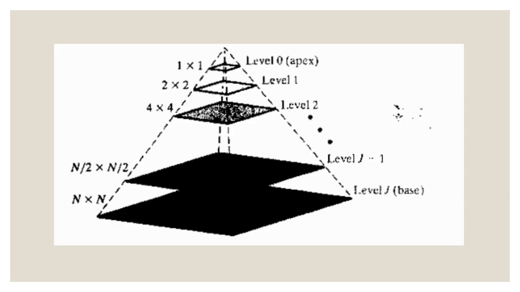So this is a tetrahedron-structure-based image pyramid which has a base level, that is level J, with resolution n x n. On going up one level, J minus 1, we will have the resolution n/2 x n/2, and J minus 2 will have n/4 x n/4, and so on until it becomes 4 x 4 at level 2, and at the apex level it will have resolution 1 x 1. So we can say that image pyramids are used for image compression.